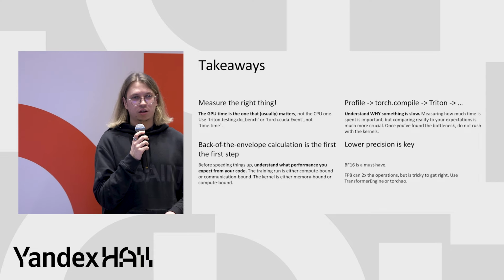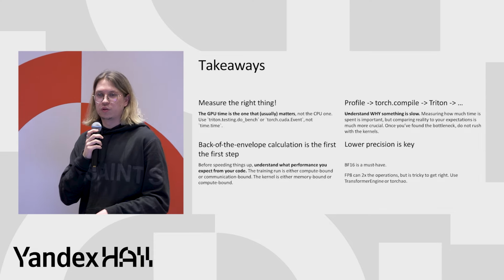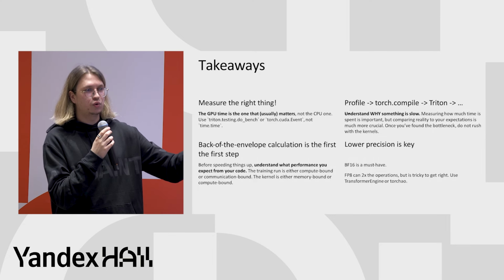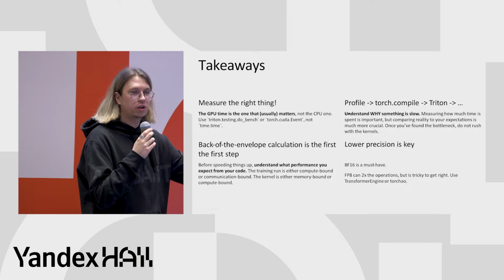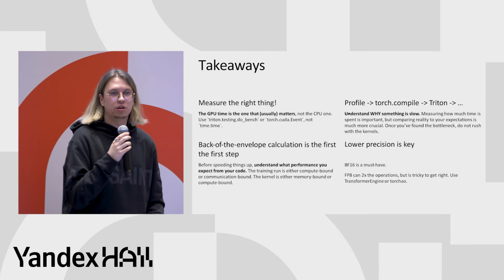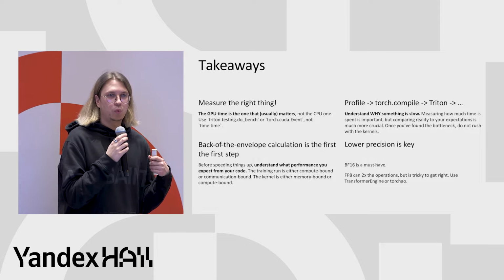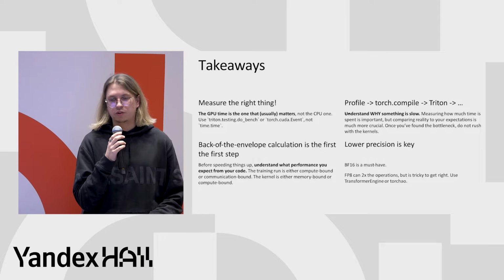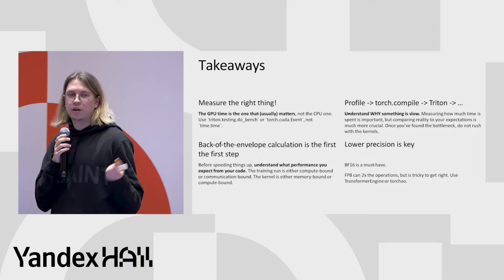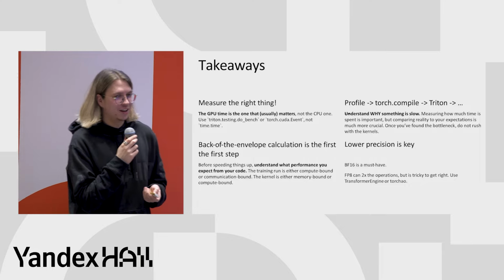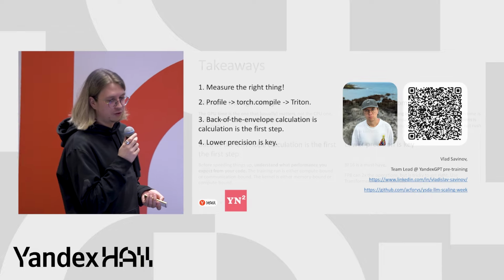But if your code is 10 times slower, probably it would be a good place to start. Then profile the results and actually take a look at the visual traces and see what happens inside your computation, why your kernels are slow, why your code is slow. And only when you understand why something is slow, then go for Torch compile that can generate Triton kernels automatically for you, or go for Triton and play with lower precision.